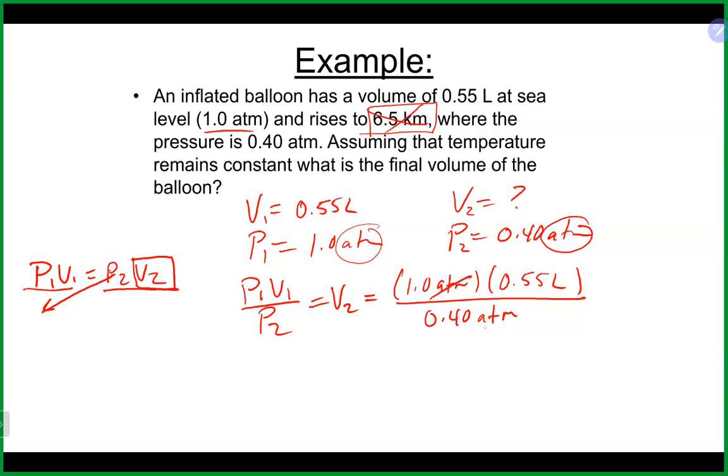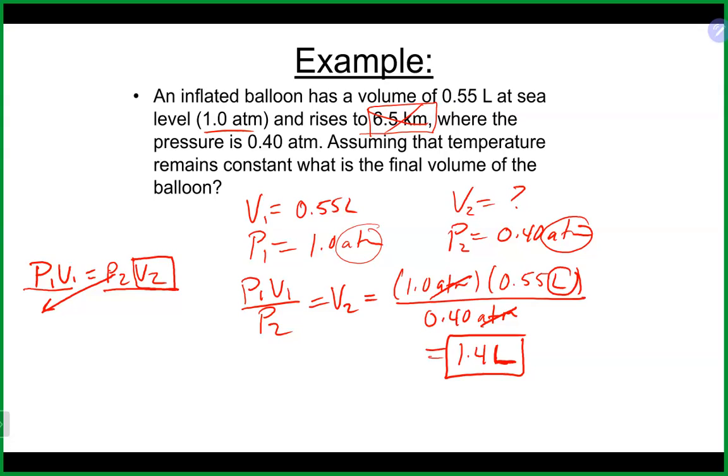Here, the atmospheres on top and bottom will cancel. That's going to leave us liters, which is good since we're looking for a volume. So we're going to take 0.55 and divide it by 0.4, and that gives us 1.4 liters in this particular case. Any questions on that? Two significant figures, since everybody's got two significant figures and we're multiplying and dividing, so that seems good. Any questions on the calculation there?